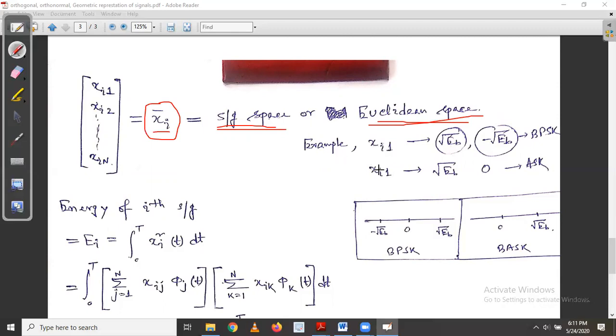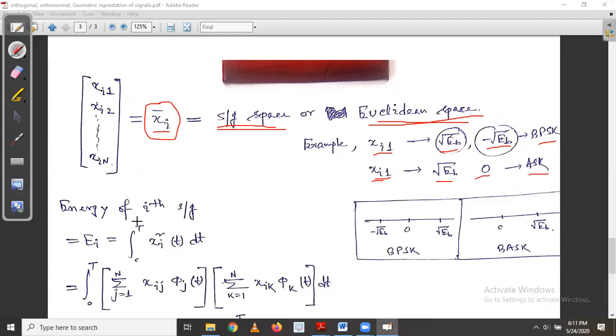Example, xi1. So xi1, whatever the thing is, it is either this or this. For BPSK, I told xi1 may be this or this. For ASK or BASK, you know.